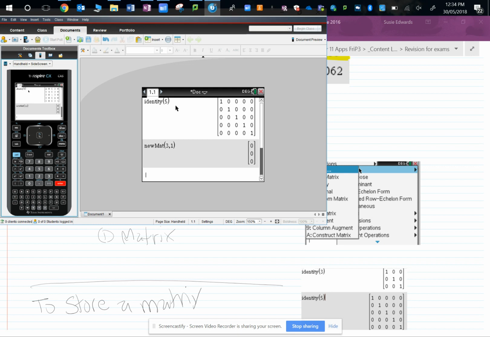Now, I'm going to go through those things today and tomorrow. That's my goal. But in a calculator section, that's how you can put them in. Now, you also need to remember, I'm just going to use an identity matrix to start with.